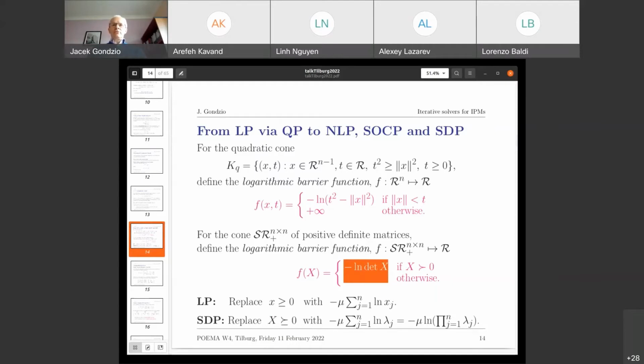So that's a beautiful thing about interior point methods, that we can generalize them from linear programming to quadratic, non-linear, second-order cone, or semi-definite programming.